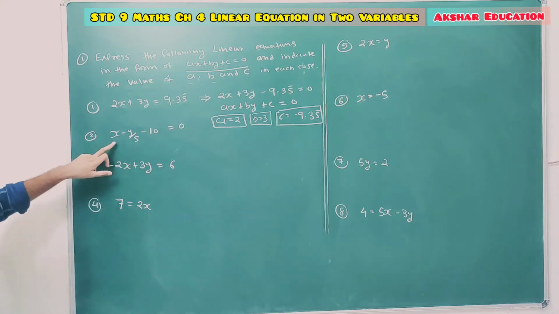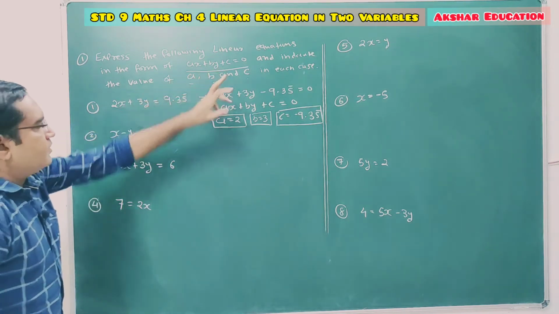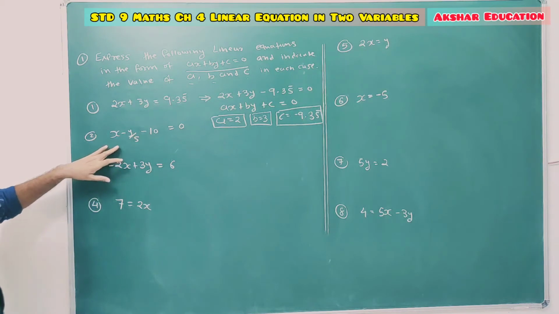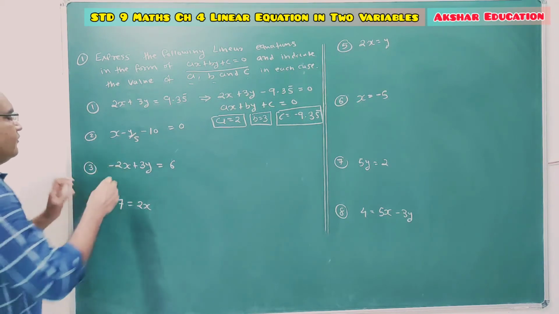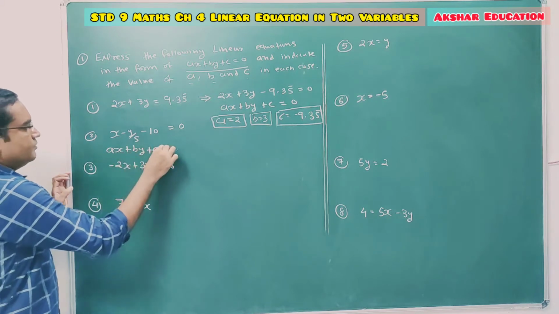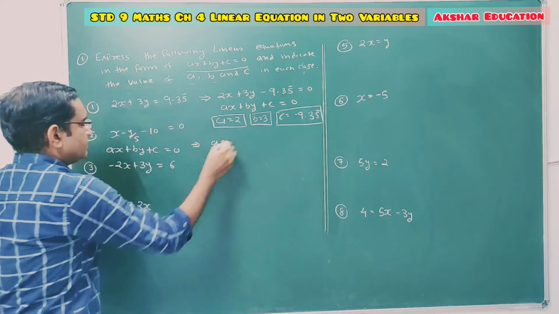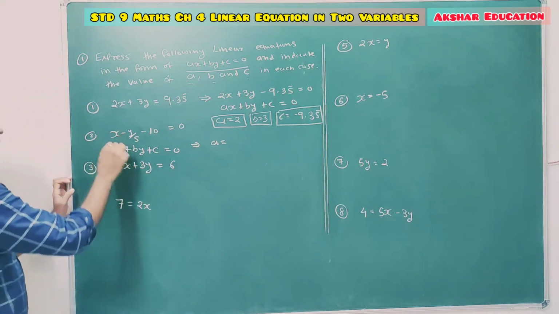So here we are given x minus y by 5 minus 10 equal to 0, which is already in the standard form ax plus by plus c equal to 0. So directly comparing this equation with the standard form, the first value, a, is the coefficient of x, which is 1.